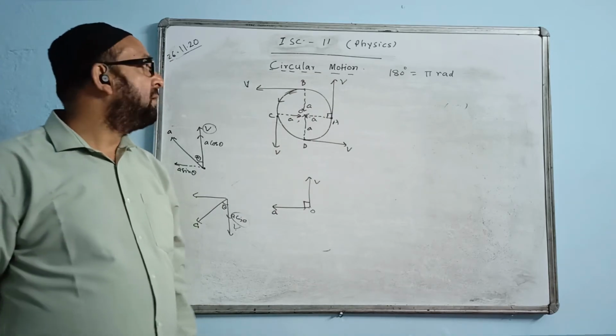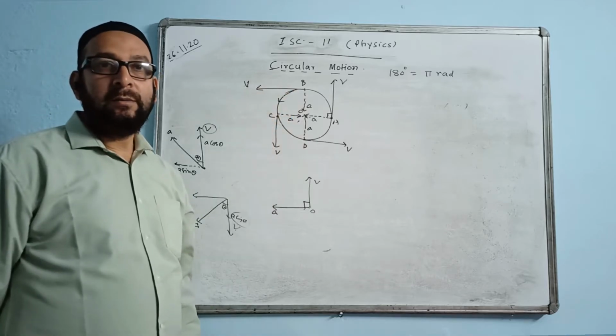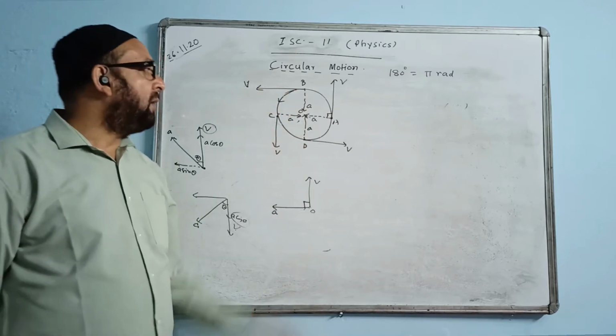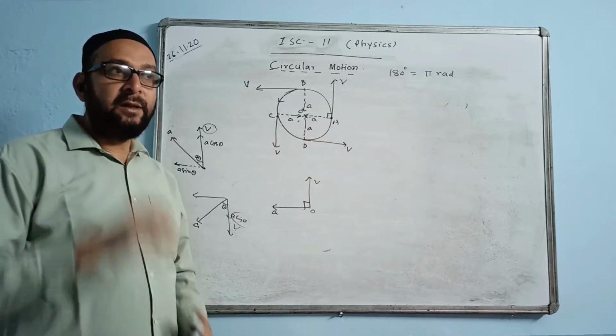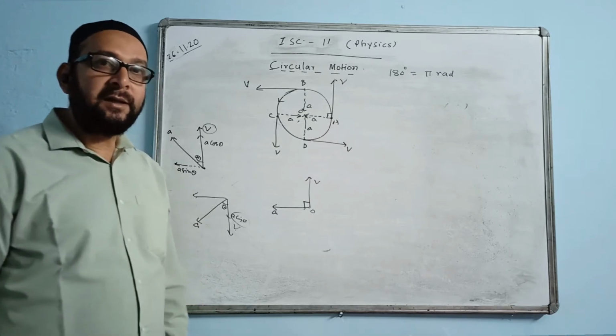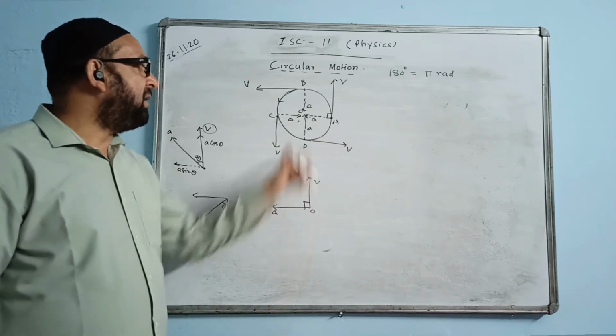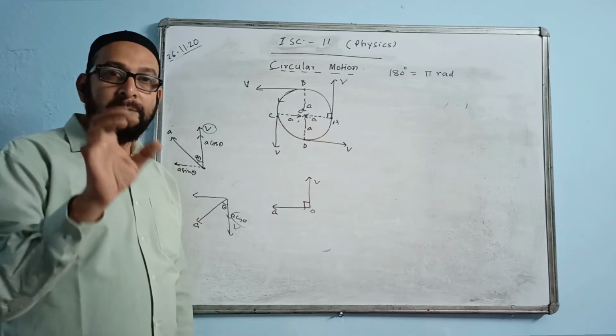So that is not possible in case of uniform circular motion. That is the idea here. And what is such an acceleration called? Such an acceleration is called centripetal acceleration, which is the acceleration acting towards the center. And this acceleration is provided by a force, and that force is called centripetal force.